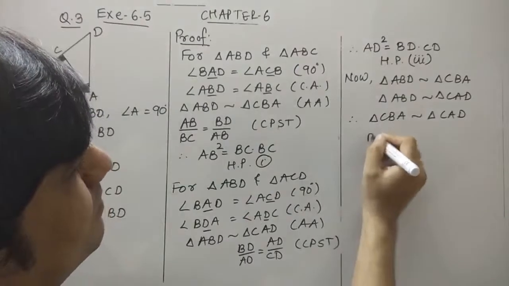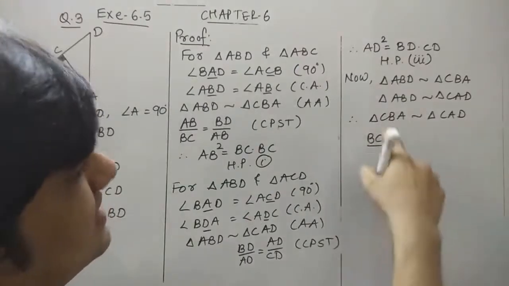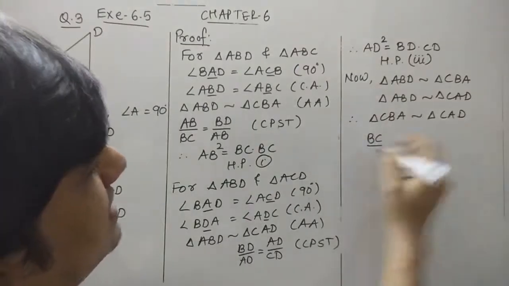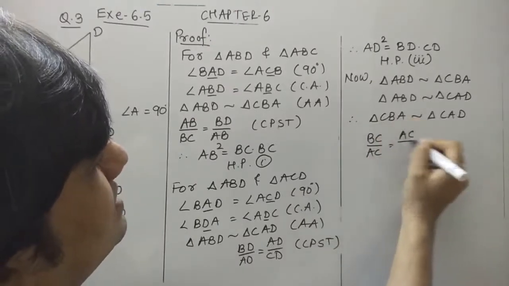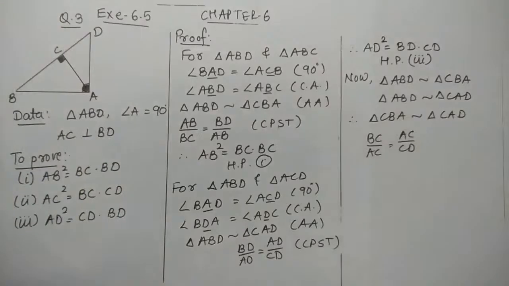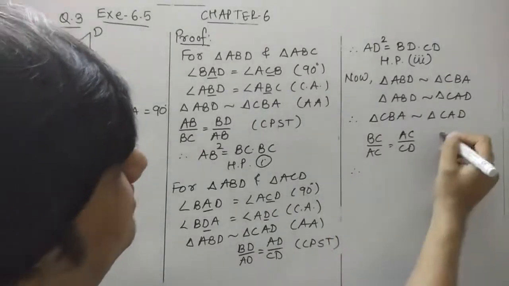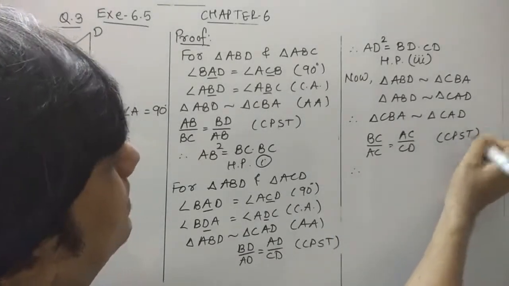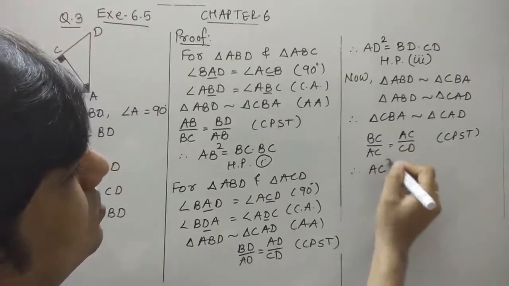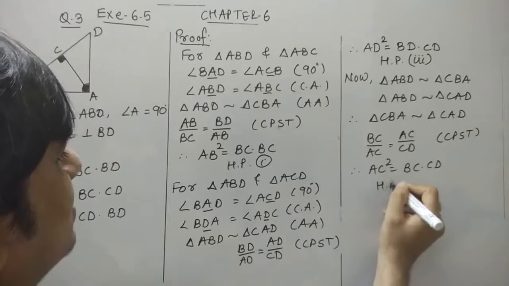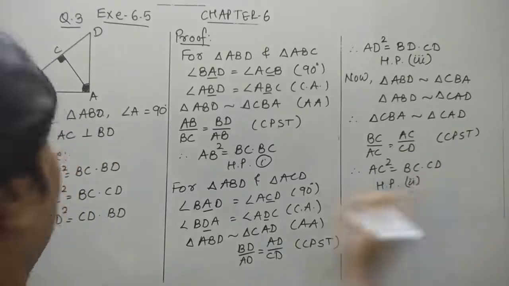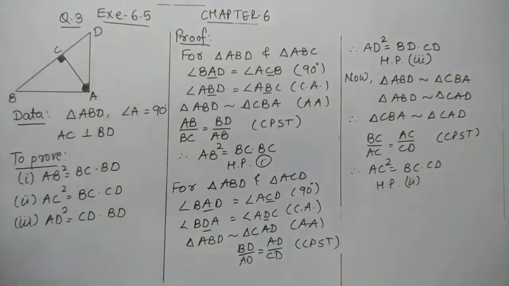So we'll use that the corresponding sides are in the same ratio. BC upon AC is equal to AC upon CD. Now I'll do the cross multiplication. We write down CPST. So I'll get AC square is equal to BC into CD. Hence we can see that we have proved the second one also. So this is not so difficult. It is correlated with the Pythagoras theorem, but the third one is interesting.